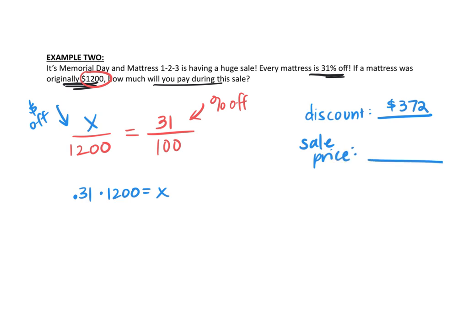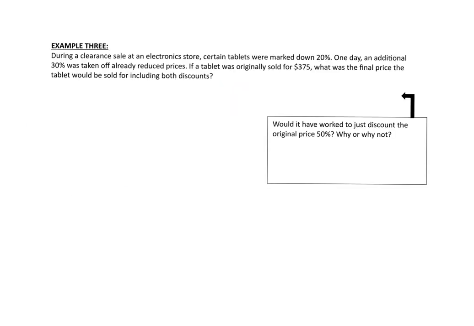So to find that sale price, I'm going to say it's originally $1,200. I'm going to take away that $372. That's going to give me what I'm going to pay. So I type that in. I end up with the sale price is $828. All right, let's check out the next example.